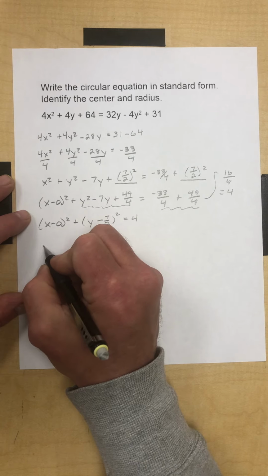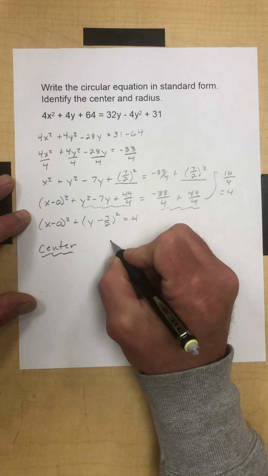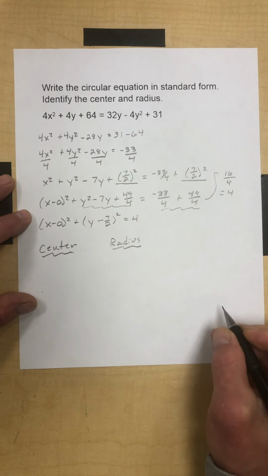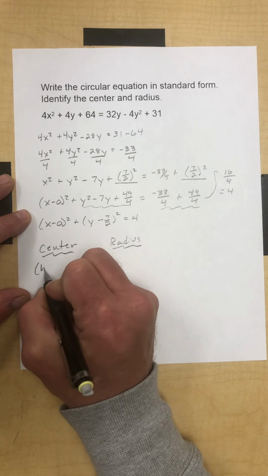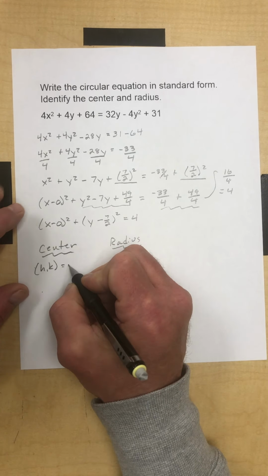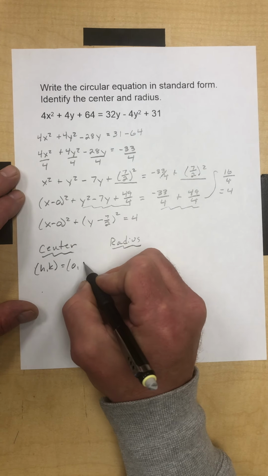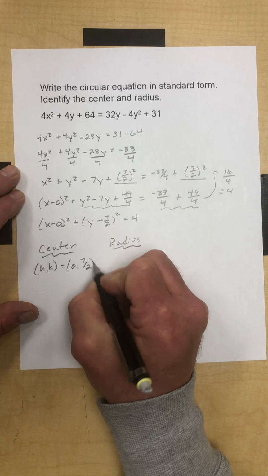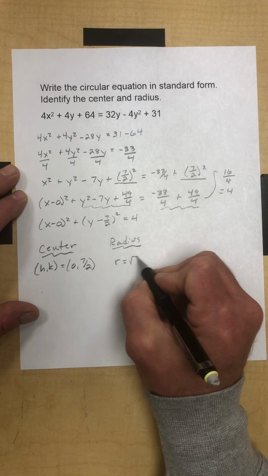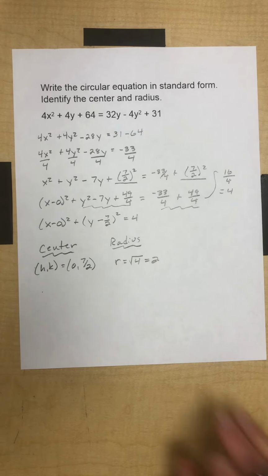Now I've got to find the center, and I've got to find the radius. So my center, my (h, k): x minus h, so h is 0. Y minus k, so k is 7/2. And my radius is the square root of this guy, which is 2. So we're in good shape.